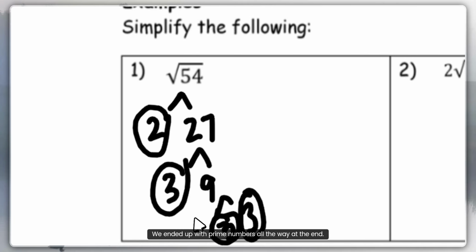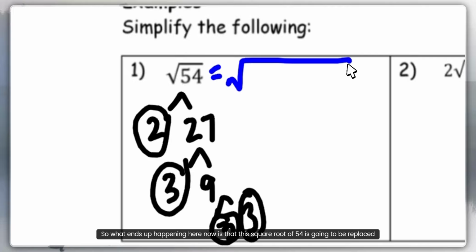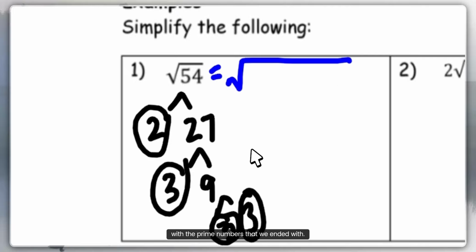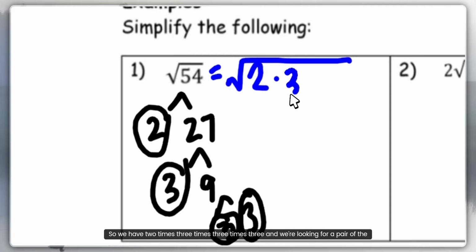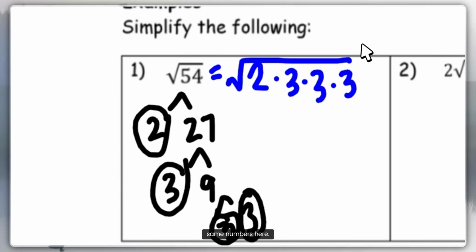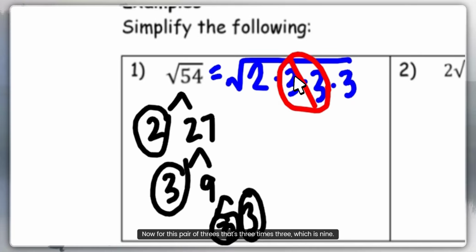We ended up with prime numbers all the way at the end. So what ends up happening here now is that this square root of 54 is going to be replaced with the prime numbers that we ended with. So we have 2 times 3 times 3 times 3. And we're looking for a pair of the same numbers here. Well, I see a pair of 3's here. Now for this pair of 3's, that's 3 times 3, which is 9. So we're really looking at the square root of 9 here.